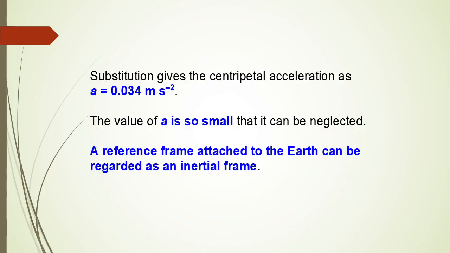So a lot of times, actually, the Earth itself is not an inertial frame of reference because the Earth is rotating. So our point on top of the surface of the Earth is non-inertial. However, this acceleration is very small, so normally we neglect it and then we say that a frame of reference on the surface of the Earth is an inertial frame.